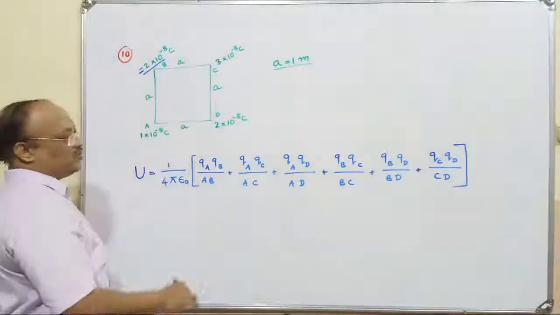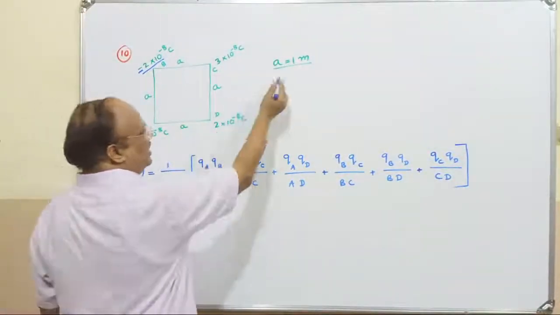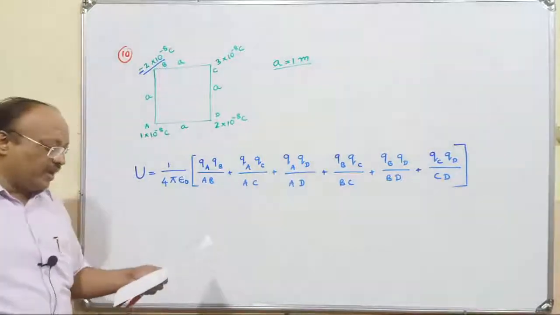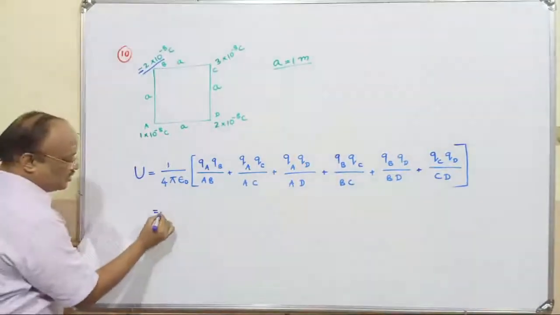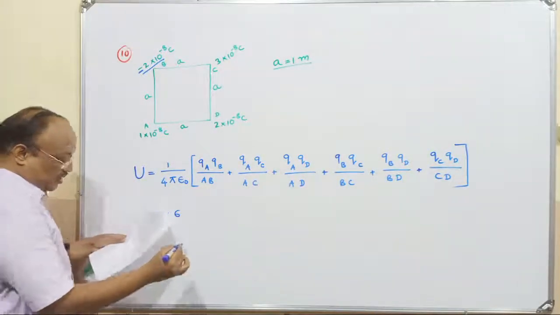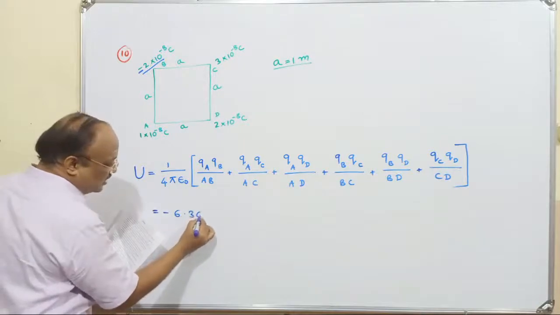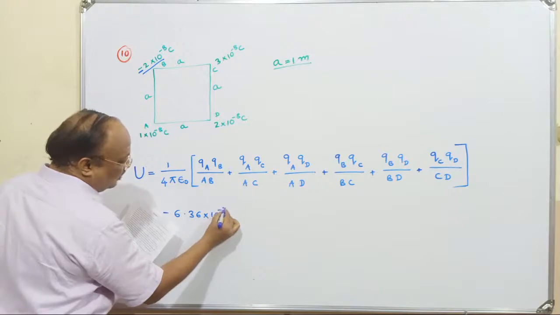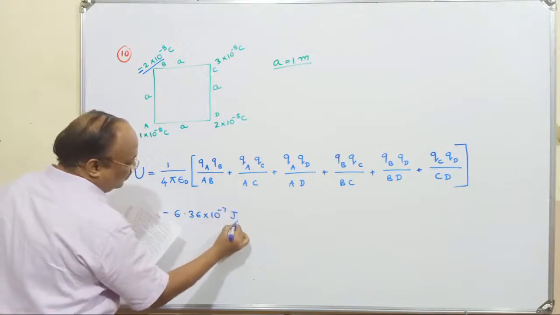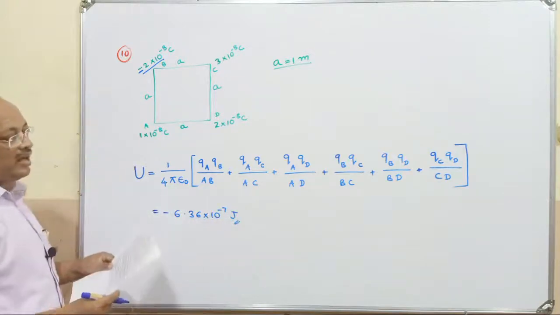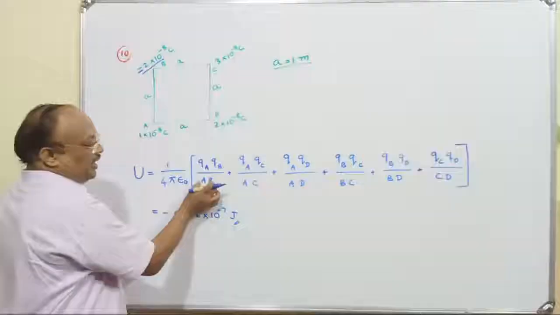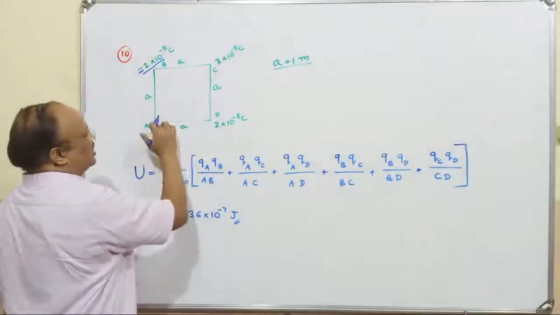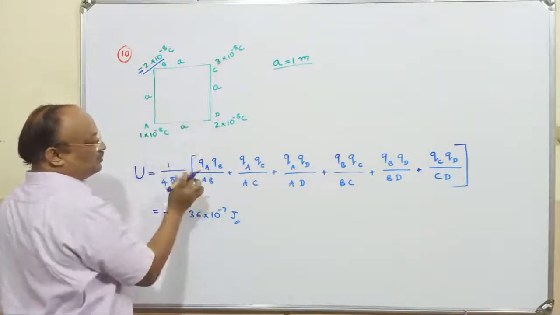Substitute all these values. You will get the answer as 6.36 into 10 to the power of minus 7 joule. Substitute all the values. This distance AB, you take it as 1.